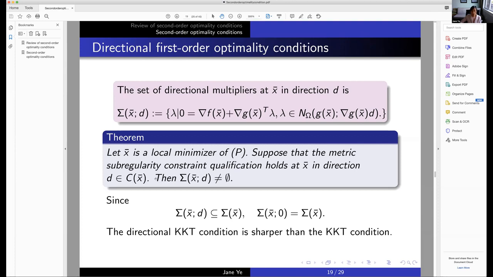Okay, so this is the first order condition, and it holds under metric subregularity. The directional KKT condition is, in general, sharper than the KKT condition, unless D is equal to 0. Then you recover the standard one.